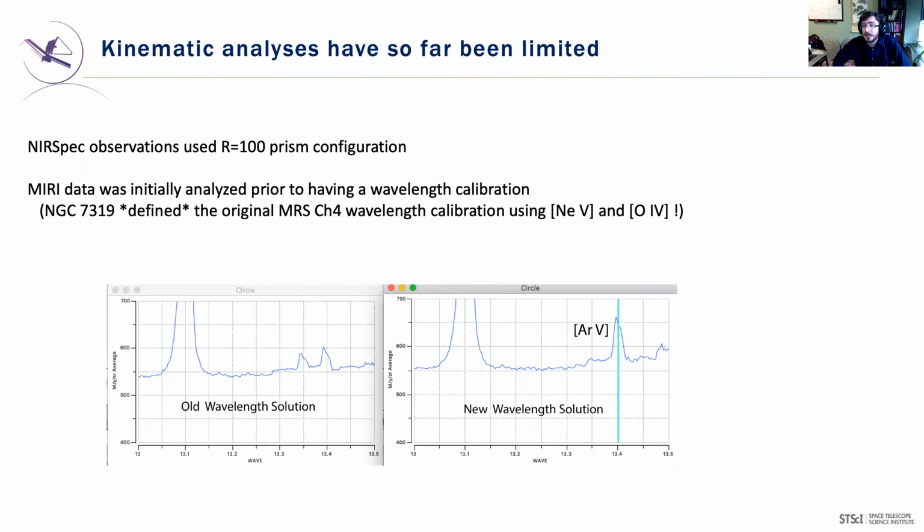Nonetheless, until a few weeks ago, there were still some issues with the wavelength calibration that prohibited us from really doing the kinds of analysis that we wanted to do.